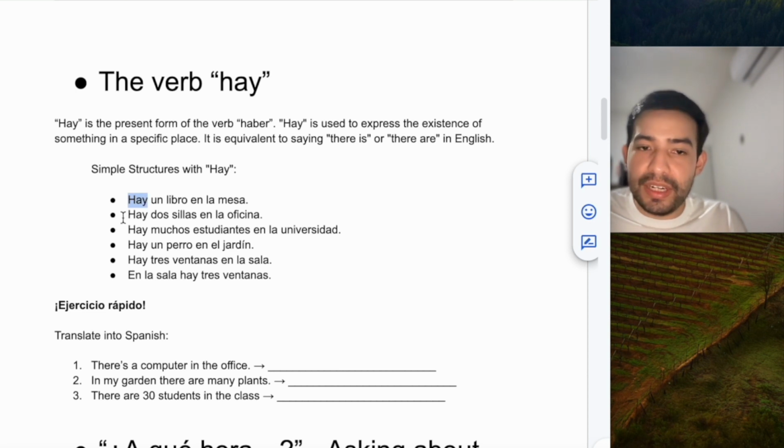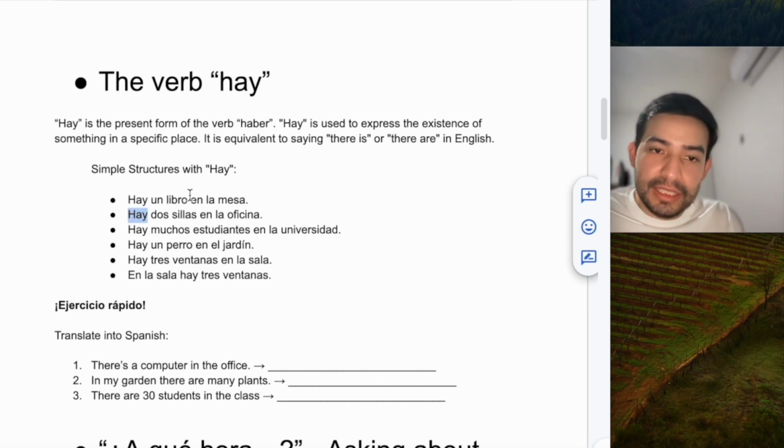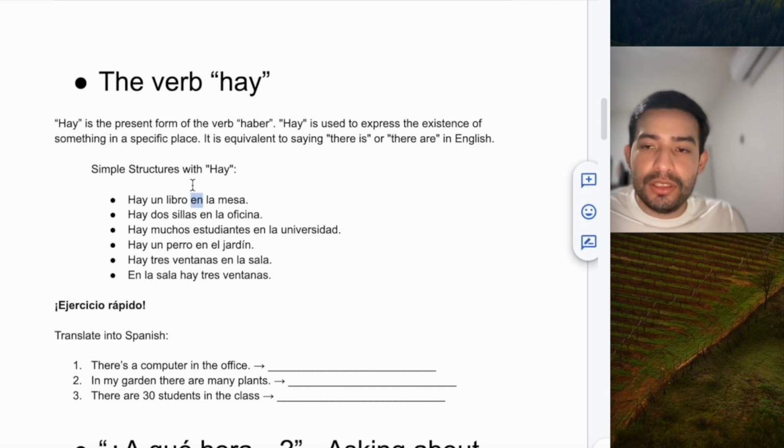Now, in the next phrase, it says, hay dos sillas en la oficina, which means there are two chairs at the office, right? Now, just notice how here it means there is, and here it means there are. Okay, so hay means there is, there are. And in most cases, we will say en. So there is something en a place or an object, right? So on the table, at the office, at school, at university, en.